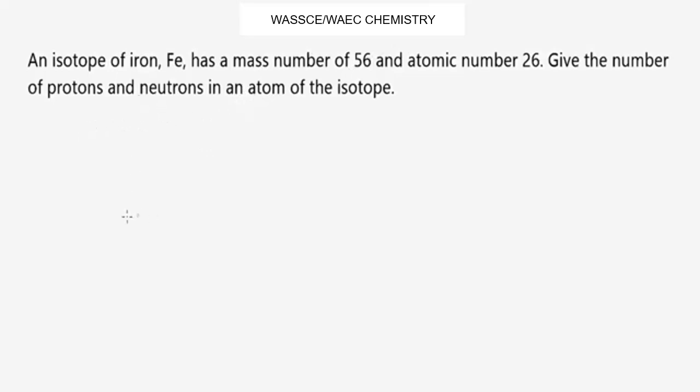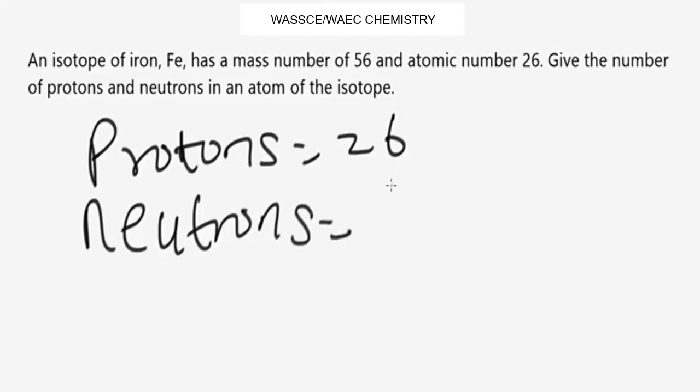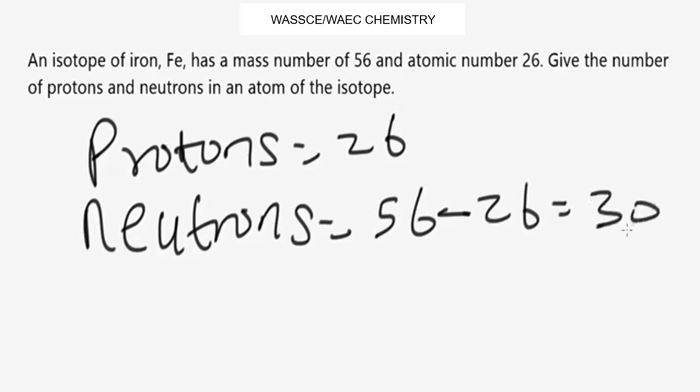Now for the number of protons, proton number is the same thing as atomic number. So since the atomic number is 26, the number of protons will still be what? 26. Now for the neutrons, we subtract the atomic number from the mass number, which will be 56 minus 26, which gives us what? 30. So it's as simple as that. This is the neutron number and this is the proton number.